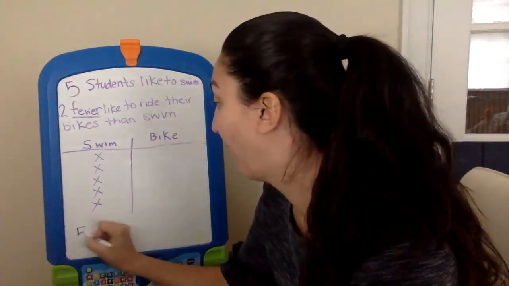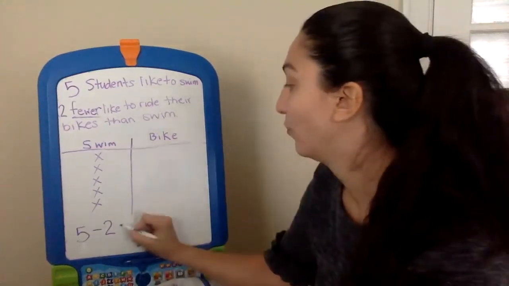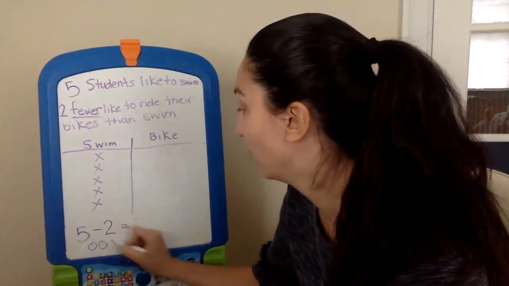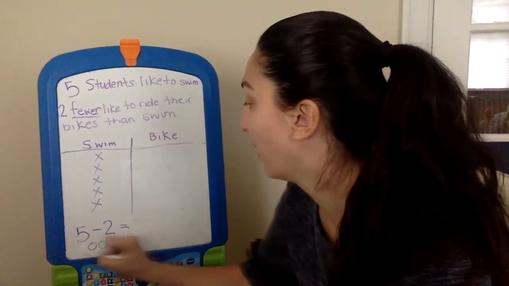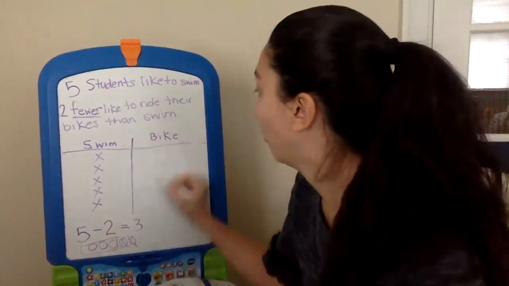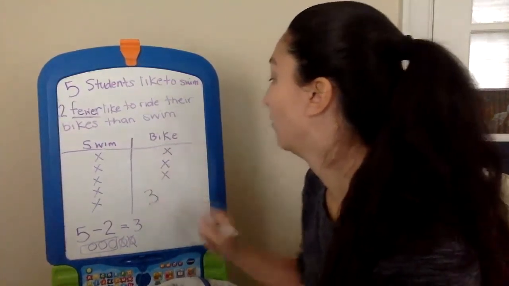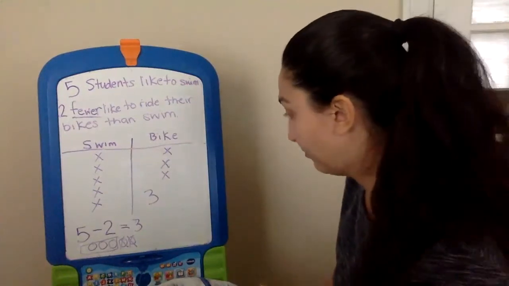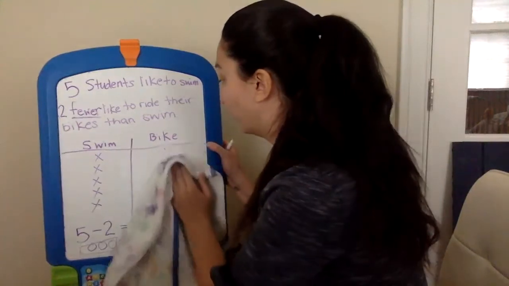So I'm going to write an equation. 5 minus 2 is going to give me, let's see, let's draw a picture. 1, 2, 3, 4, 5, take away 2, and I'm left with 3. That means that 3 chose to ride their bike. Okay, I'm going to do another one, and I want you guys to work on this one on your own.